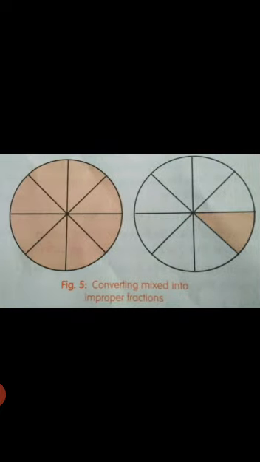We can convert a mixed fraction into an improper fraction using a circle. In this figure 5, 1 and 1 divided by 8 circle have been colored. Since each circle has been split into 8 equal parts, 8 will be the denominator. In the improper fraction, a total of 9 parts have been shaded, so the numerator of the improper fraction is 9. Therefore, 1 and 1 divided by 8 is equal to 9 divided by 8.